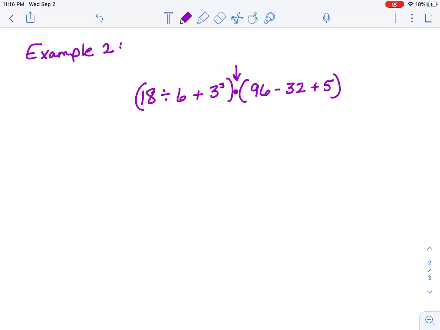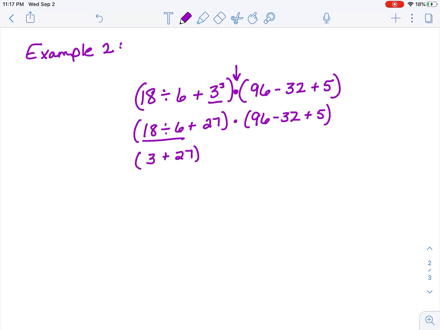So I look inside of it and I have an exponent. So I'll bring down 18 divided by 6. 3 times 3 times 3 is 27. Bring down all of that. And notice I put that multiplication dot in between them because side by side meant to multiply. Then I'm going to divide. Finally do that.